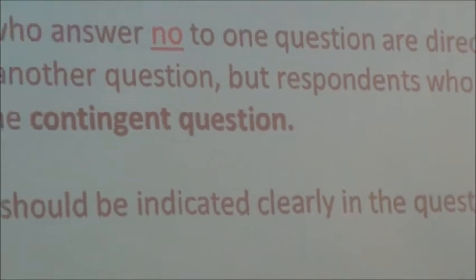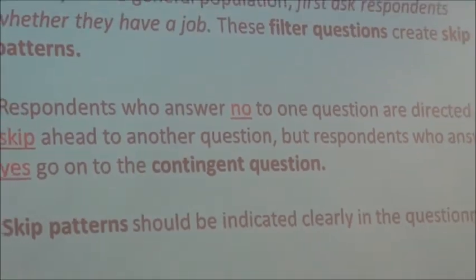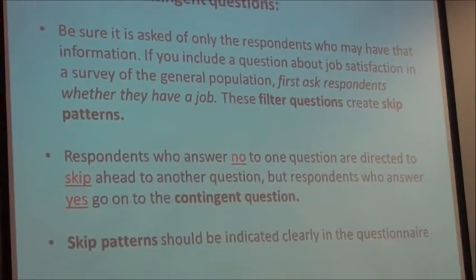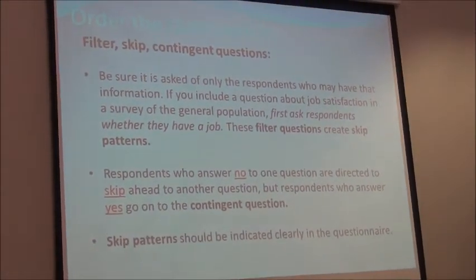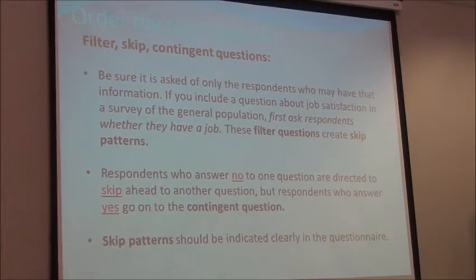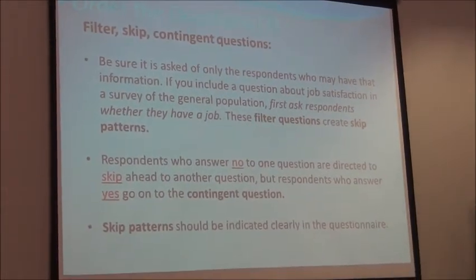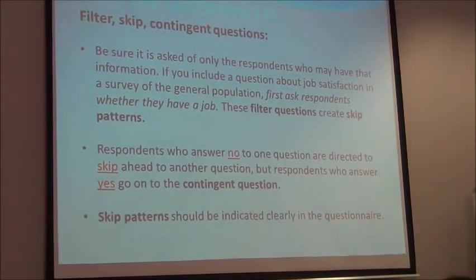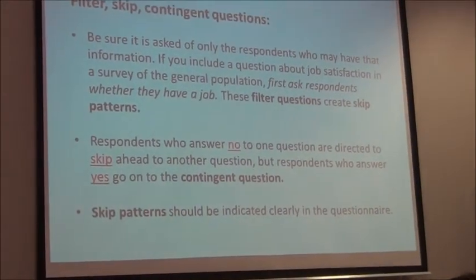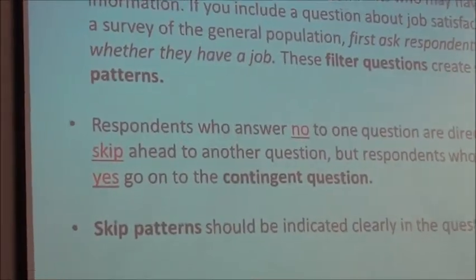So out of that, you get a contingent question which builds on the yeses, and a skip question which builds on the no's. And the problem here is, how do you design this in? So the theory talks about arrows and buttons that you use so that you link the no to the skip question and the yeses to the contingent questions. So how you manage that then becomes really important.